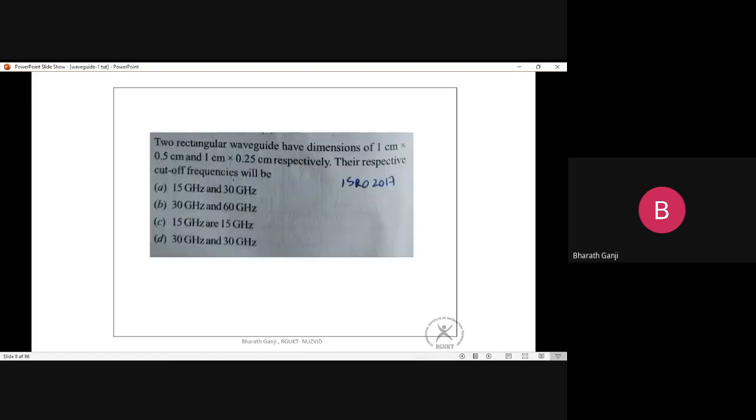Okay, so we'll go to the next one. Two rectangular waveguides have dimensions 1 centimeter by 0.5, and another one has 1 centimeter by 0.25. Their corresponding cutoff frequencies? Usually when they don't mention the mode, they're asking for the TE10 mode. You can see that they didn't change the dimension of a here. So I can straight away tell the answer is 15 and 15 gigahertz.